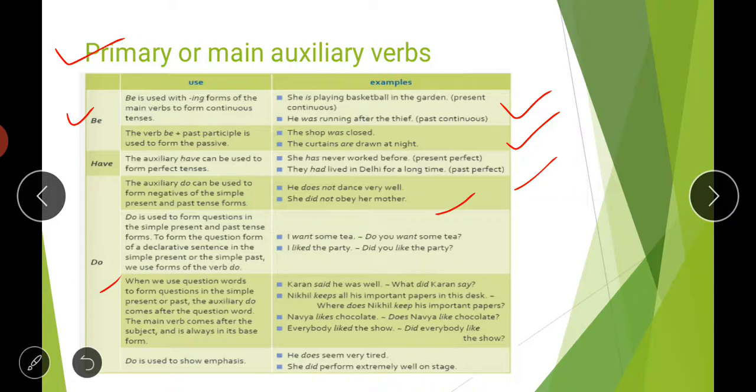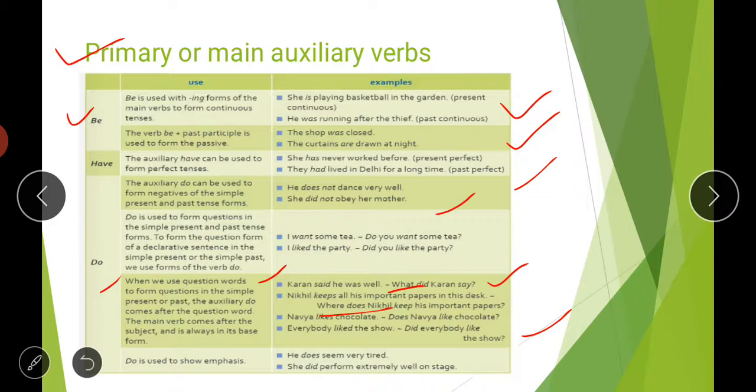So Karan said he was well. What did Karan say? Then Nikhil keeps all his important papers in the cupboard. Where does Nikhil keep his important papers? So here again, what did, where does, all these are with question words. With all these question words, we are using either do, does, or did. Does Navya like chocolates? Did everybody like the show? So like this.